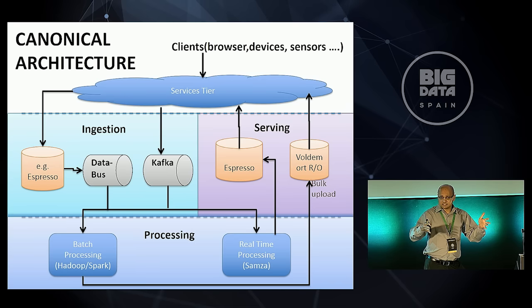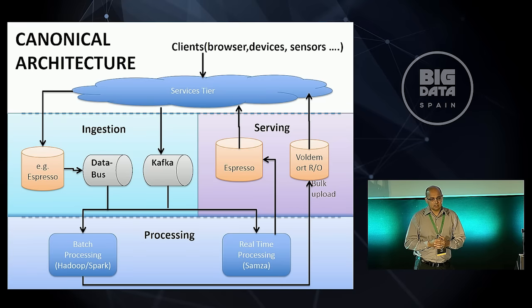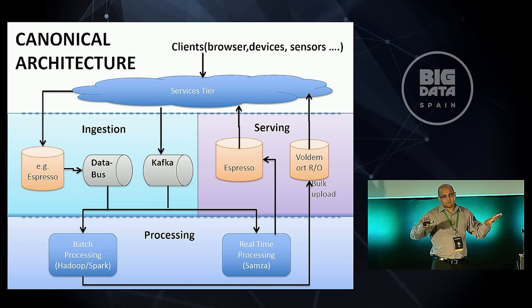Great. Once this data has been ingested, we want to process it. Now, for the processing, there is a hot path, which is real-time processing, and you might be using Samza or your favorite framework, Storm, Spark Streaming, whatever it is. Or you might be doing batch processing in Hadoop and Spark. For the most part of this talk, we are going to focus on real-time processing.